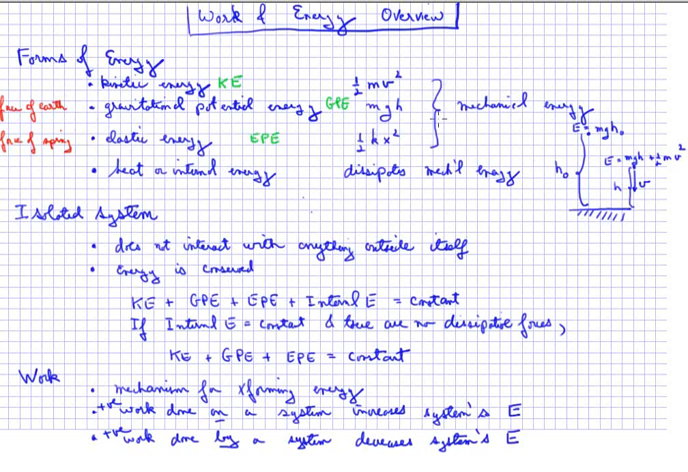These first three forms of energy are mechanical energy. This fourth form is heat or internal energy, and this now is not mechanical. It tends to dissipate mechanical energy. Big example there for us is going to be friction.